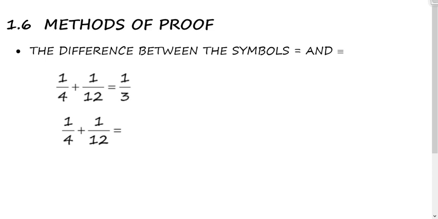In today's lesson, we are going to learn about methods of proof. This is in the syllabus for section 1.6, just so you know, it has nothing to do with the textbook number. So what we're going to look at is how do we prove identities, and then also looking at the difference between this equal sign and the identity symbol.